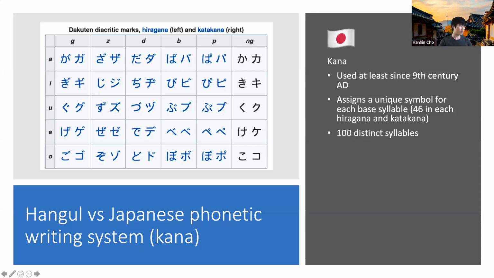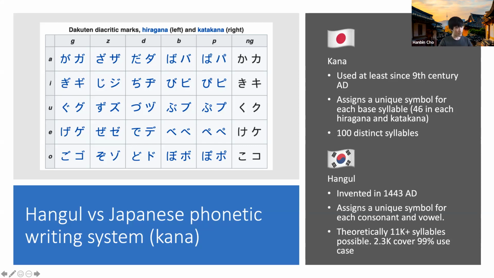When I was traveling in Japan, I learned a little bit of hiragana and katakana, and simply by knowing katakana and seeing words like passporto and doa, I could make out that there are so many English loan words here. So it helped me become a little more literate. Even though I don't speak Japanese, I can read katakana and I know English, so I can make sense of the words. Compared to that, Hangul was invented in the 1400s, and it assigns a unique symbol not at the syllable level, but for each consonant and vowel. So theoretically 11,000 syllables are possible, but practically, in 99% of cases, about 2,000-ish syllables cover most cases.